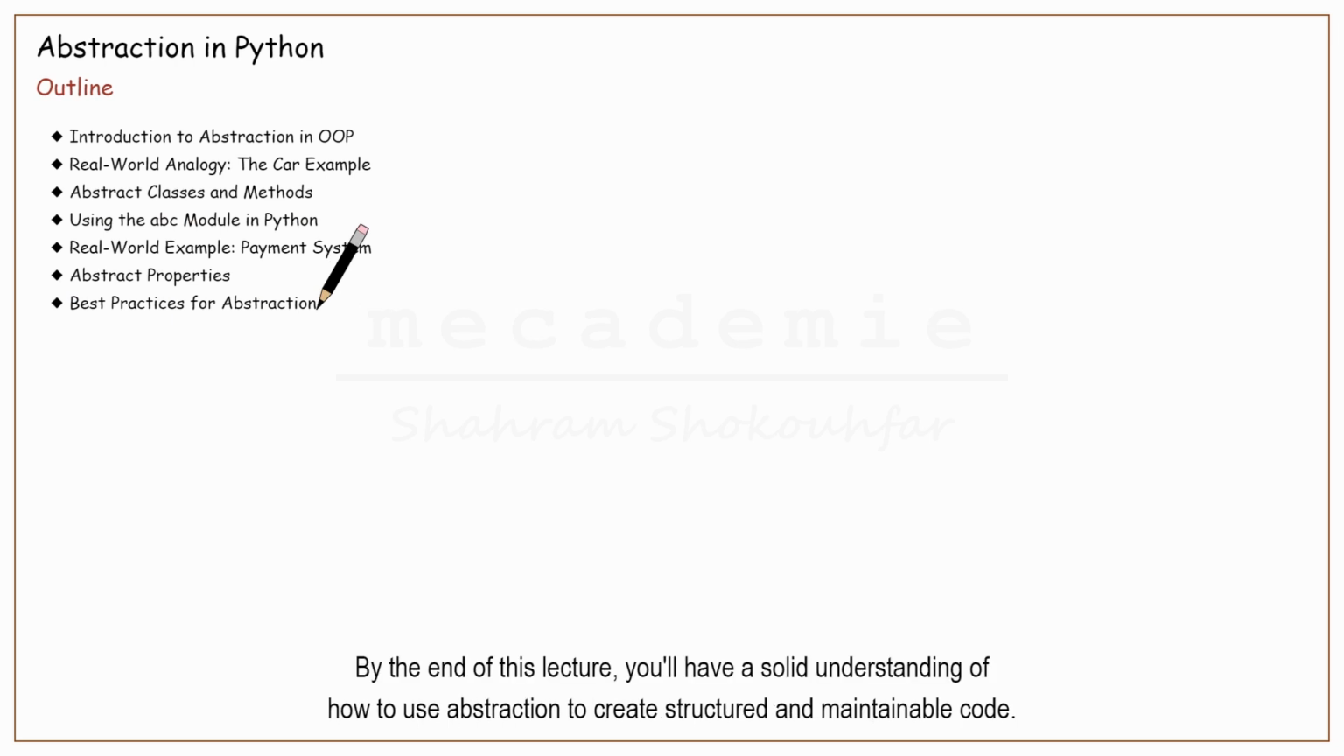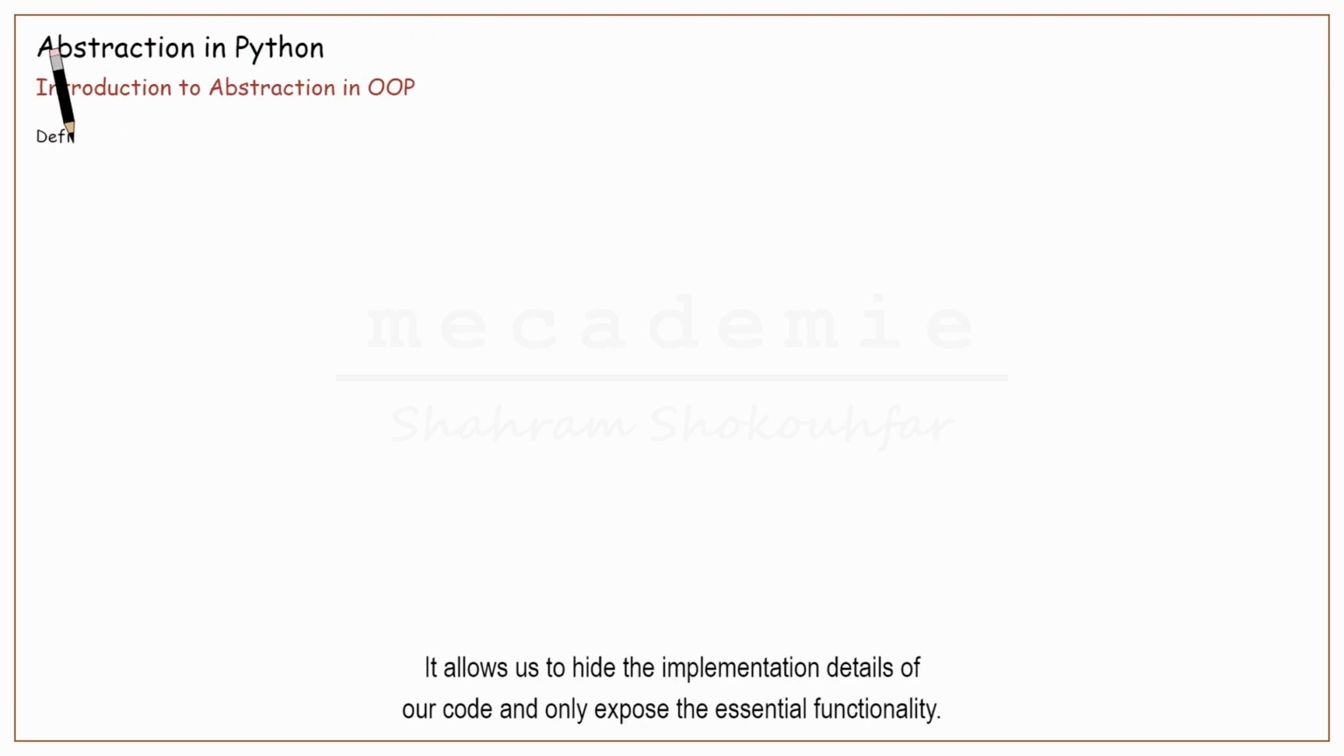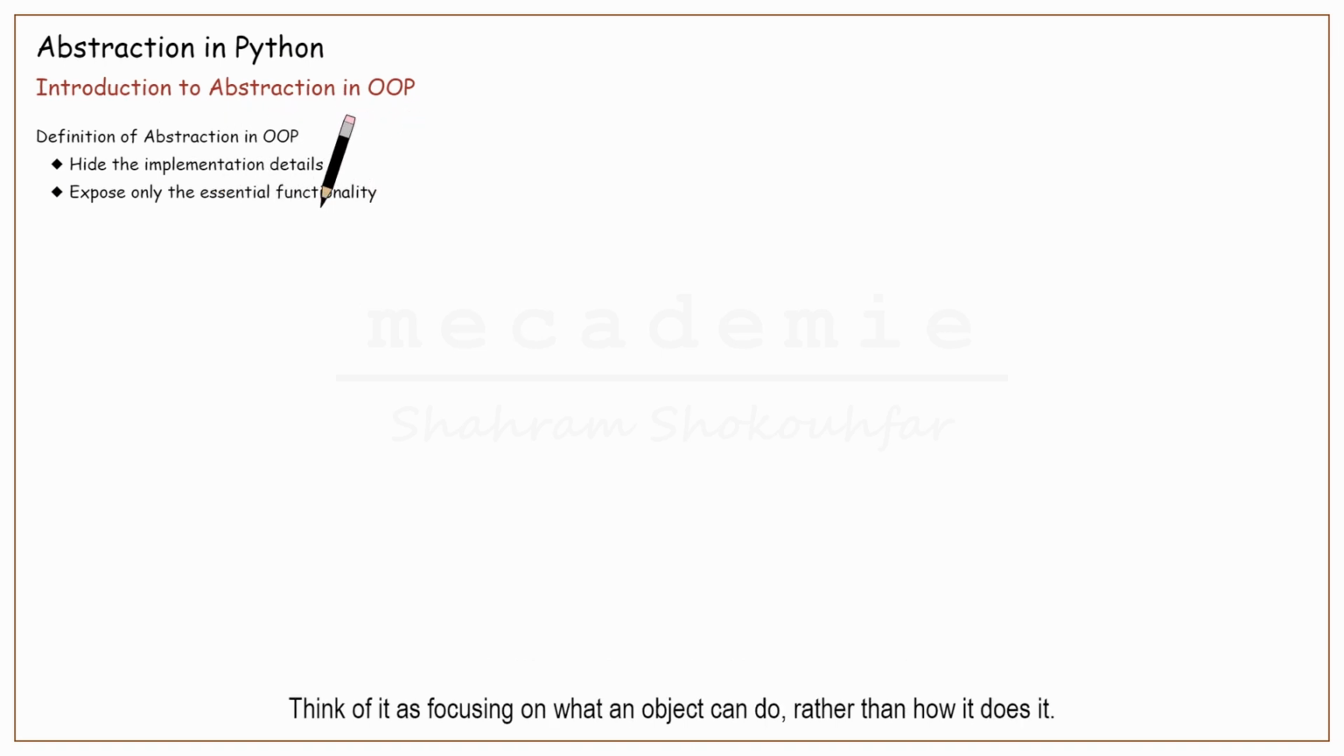By the end of this lecture, you'll have a solid understanding of how to use abstraction to create structured and maintainable code. Abstraction is one of the key principles of object-oriented programming. It allows us to hide the implementation details of our code and only expose the essential functionality. Think of it as focusing on what an object can do, rather than how it does it.